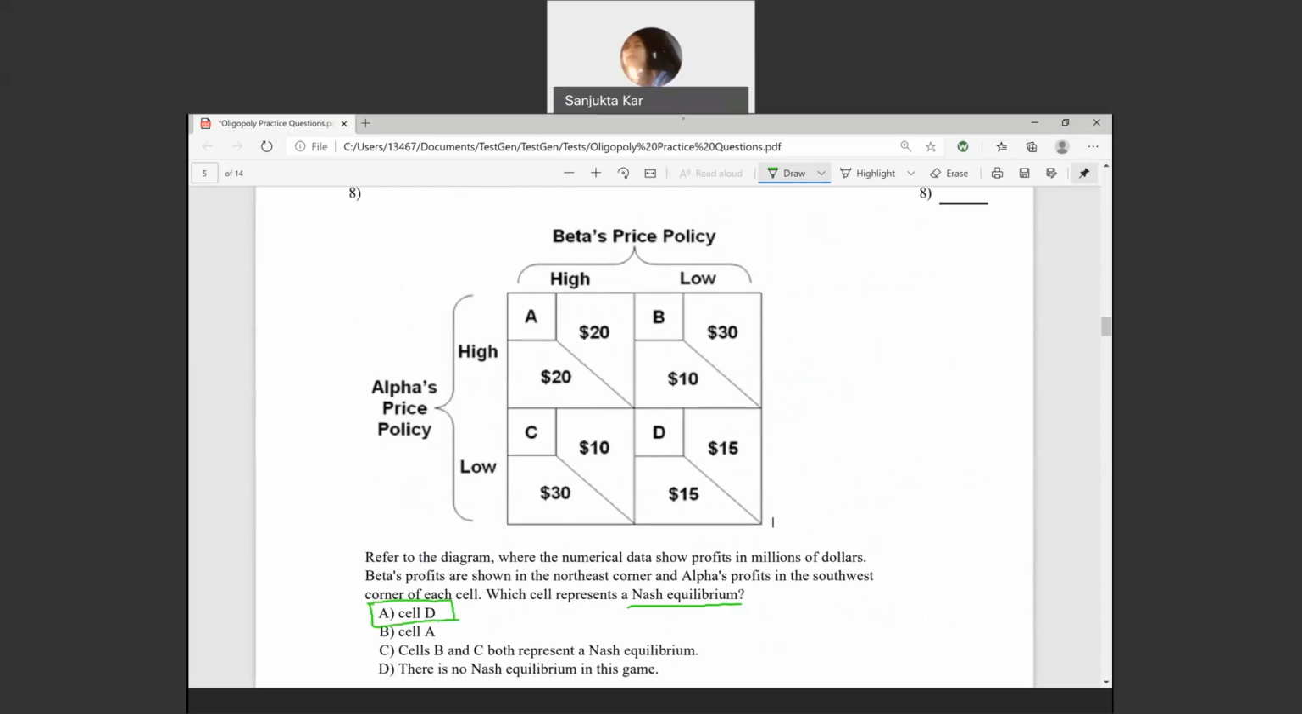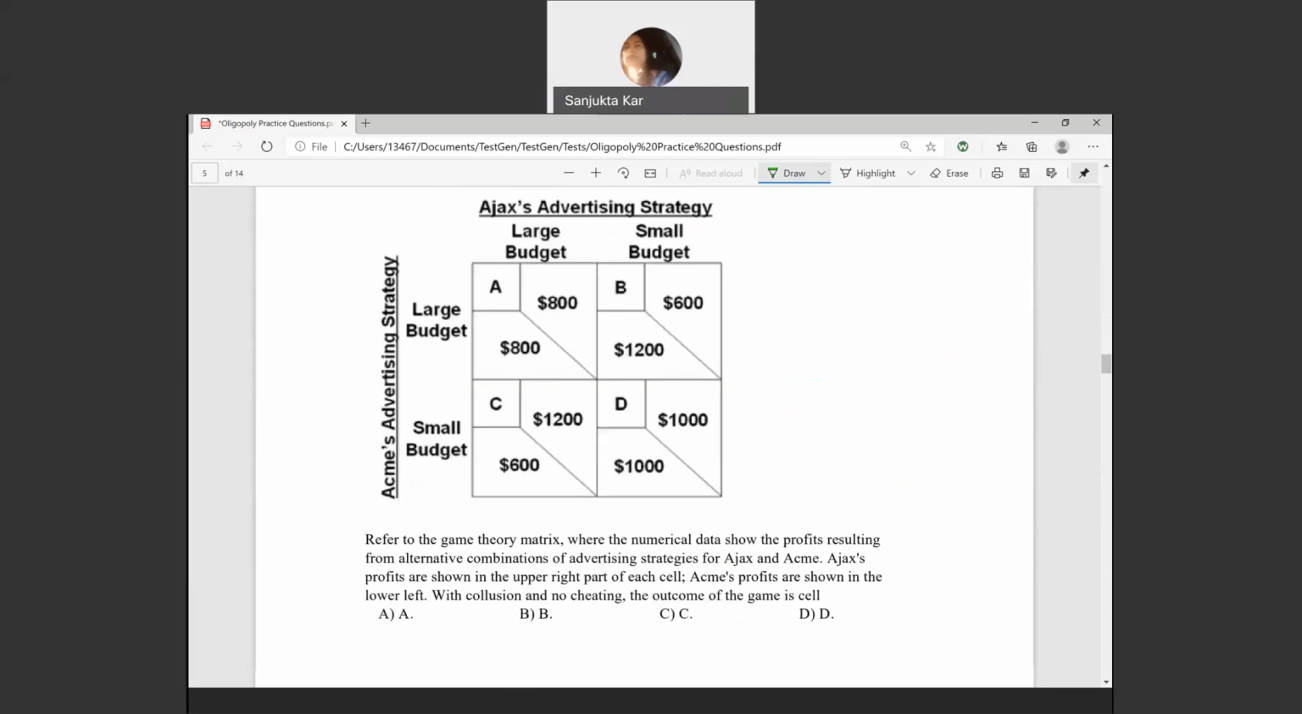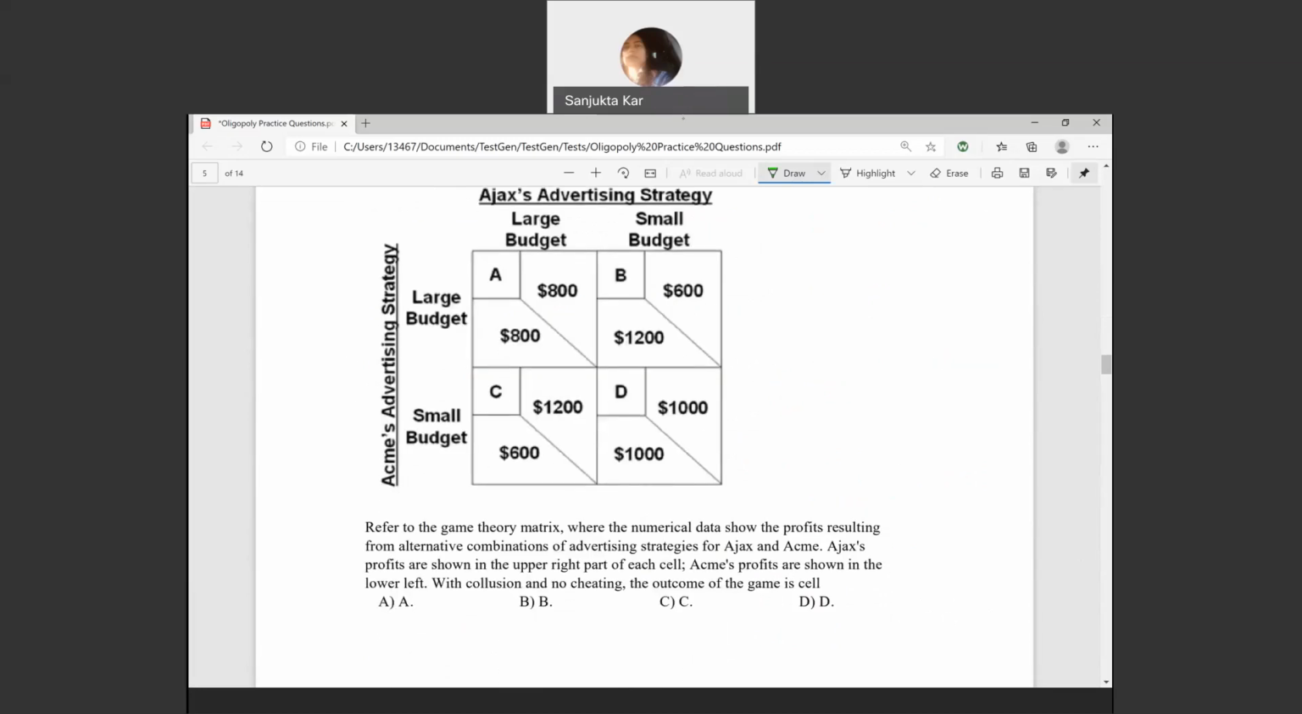This is going to be cell D. This is what we did in question number 7. Now let's take a look at question number 9 here. It says, with collusion and no cheating, what is the outcome of this game?